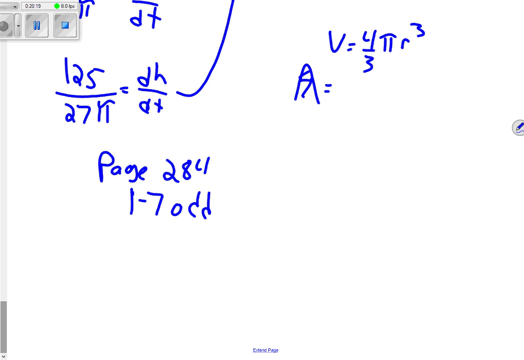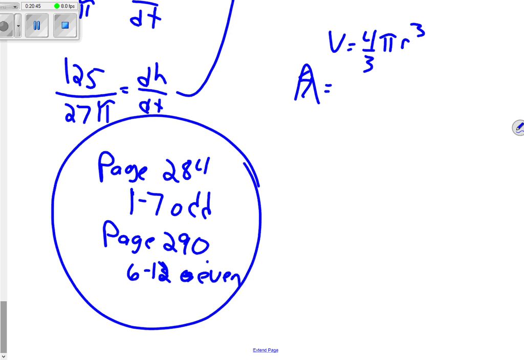Okay. So on page 290, for Wednesday, questions 6 to 12, even. Now this is it for the time that I'm going to give for this.